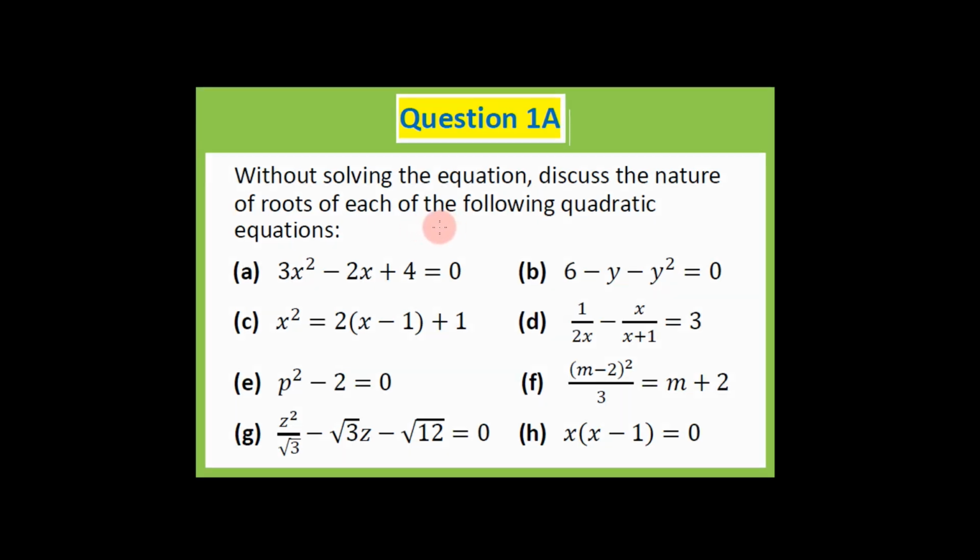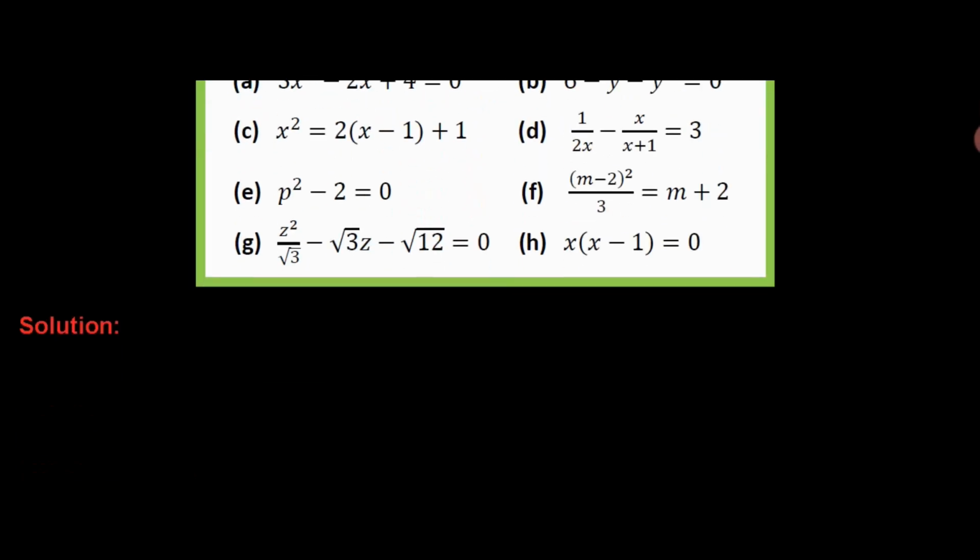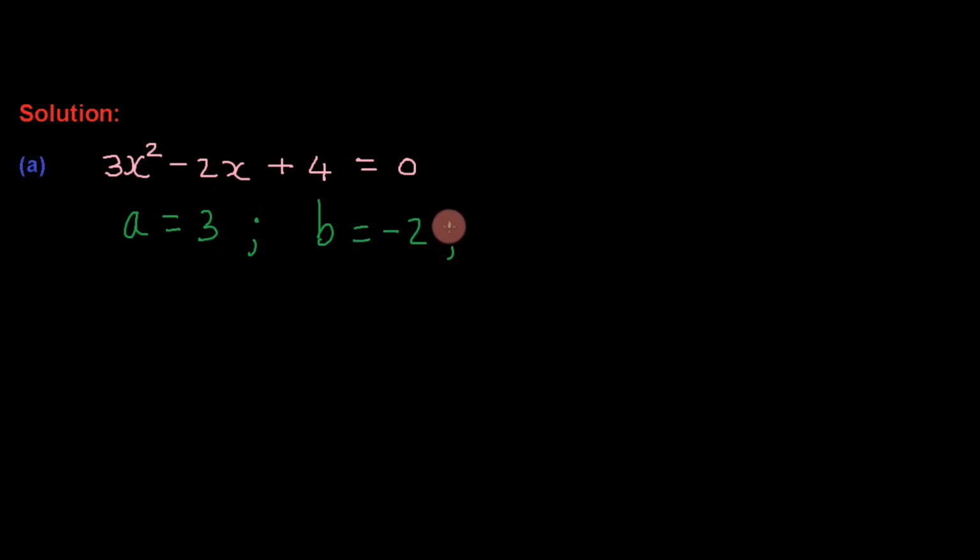So let's look at your answers to this question. In A, we have 3x squared minus 2x plus 4 equals 0. Now, this equation is already in standard quadratic form, so we can write down the values of a, b, and c. a is the x squared coefficient, which is 3. b is the x coefficient, negative 2. And c, of course, is the constant, which is 4.